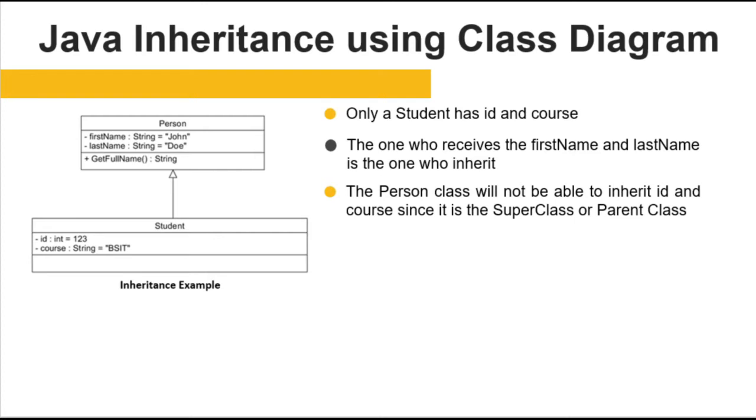The one who receives the first name and last name is the one who inherits. In our case, student class receives the first name and last name class fields. The person class will not be able to inherit ID and course since it is the superclass or the parent class. Always remember, only the subclass will receive everything, the class fields, methods, or even constructors that are defined inside its superclass, and superclass will not receive anything from its subclass.